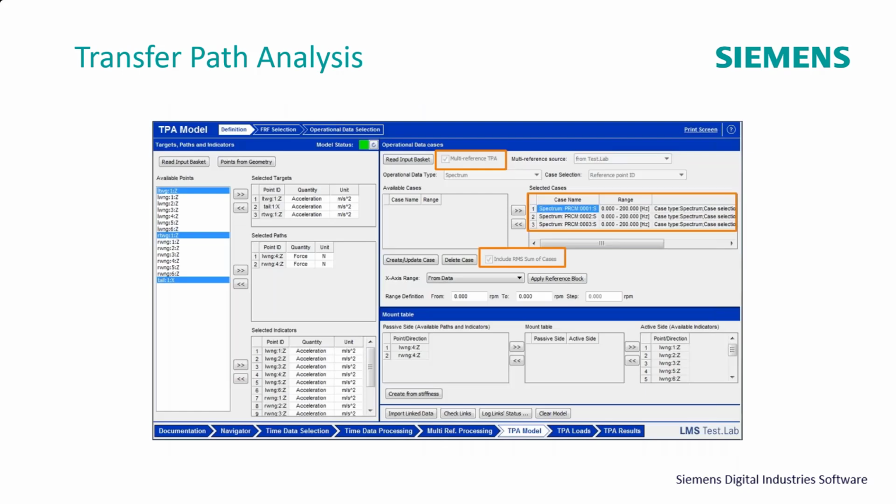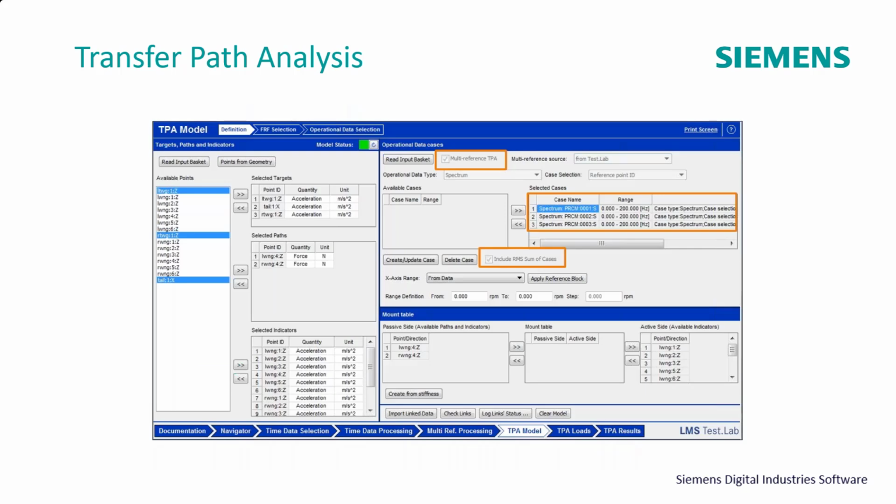Then we go into transfer path analysis, and then it's set up exactly as any standard TPA. So I have 3 targets. I have my left wing, my tail, and my right wing at point number 1. I have 2 paths. So I have engines at point 4 at left wing and right wing. And then I have indicator data along the left wing and the right wing that's going to help me calculate the forces in matrix inversion.